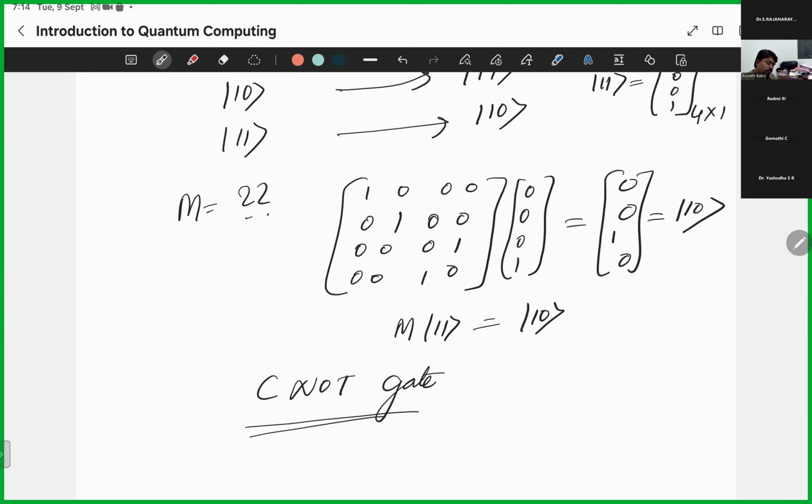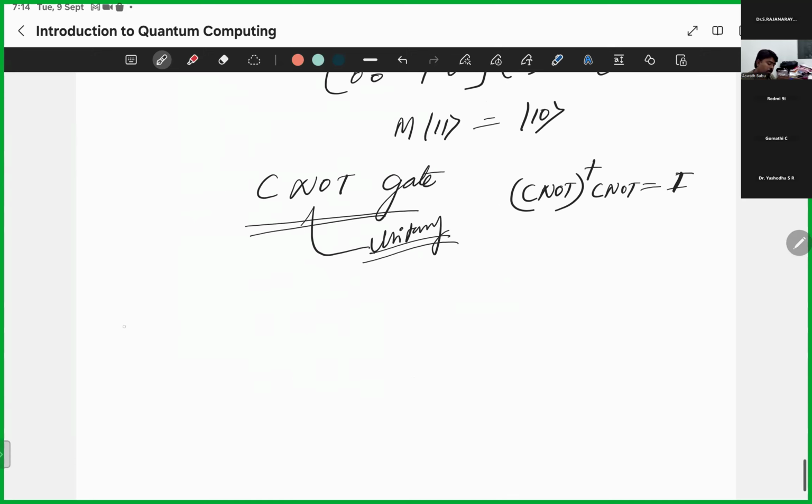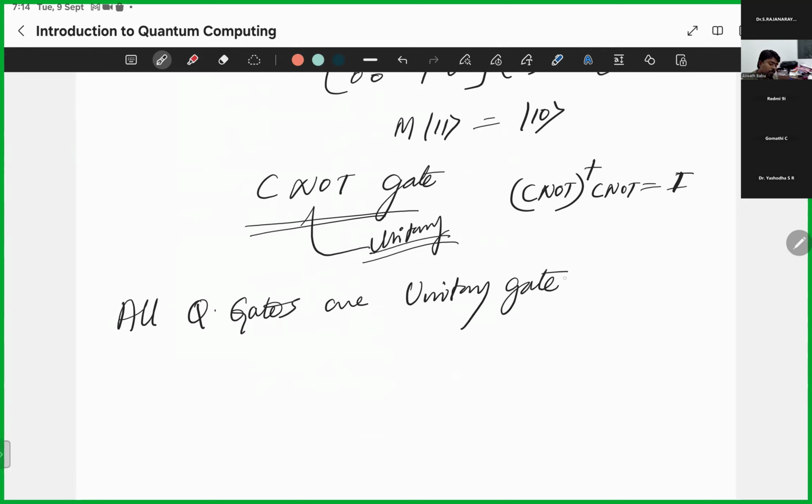So even if you find the C naught multiplying to its C naught dagger, it is going to give me identity. So C naught is also unitary in nature. By now we can conclude that all quantum gates are unitary, or you can say all unitary gates are quantum gates, vice versa.